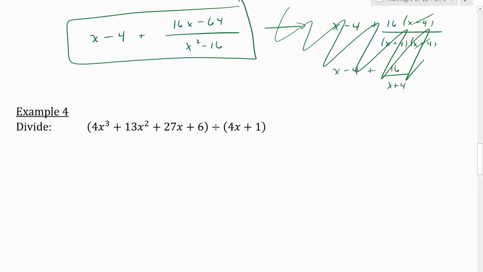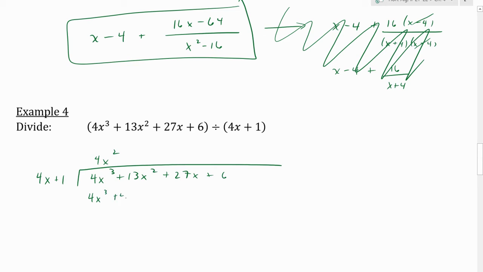Let's keep going. So we're going to take 4x plus 1 and divide it into 4x cubed plus 13x squared plus 27x plus 6. And then we're just going to go to town. Subtract it. 13 minus 4 is 9.